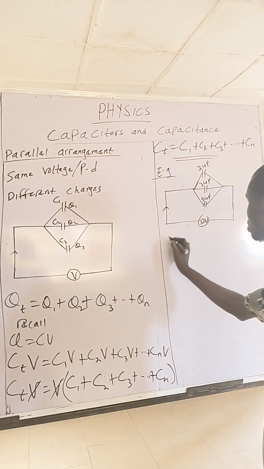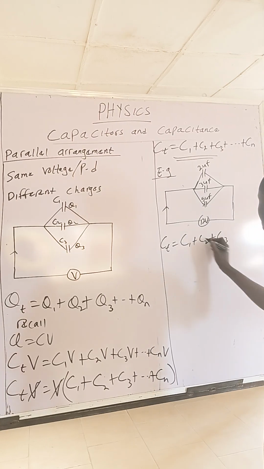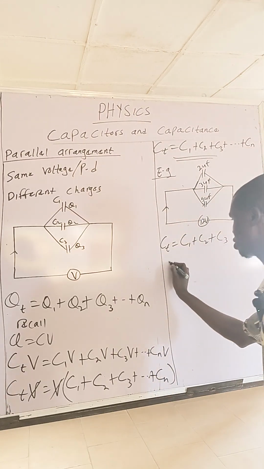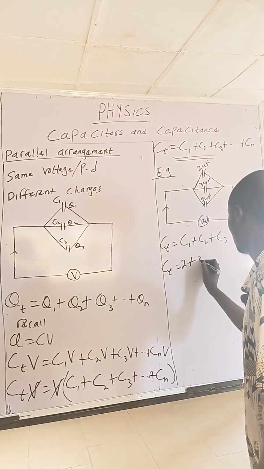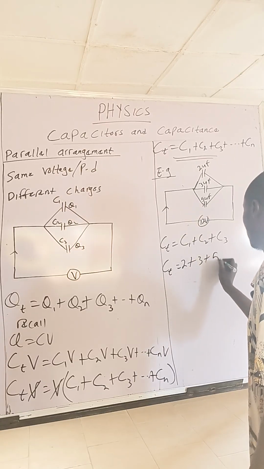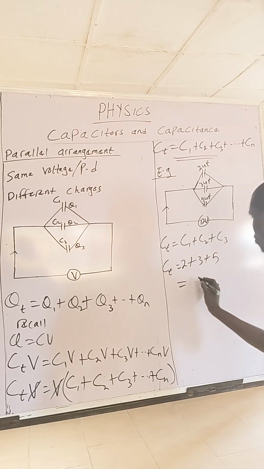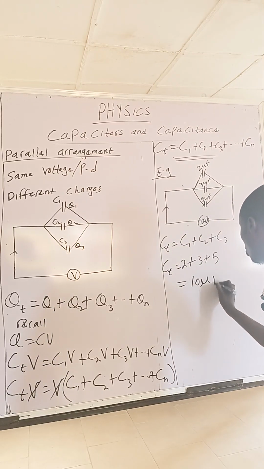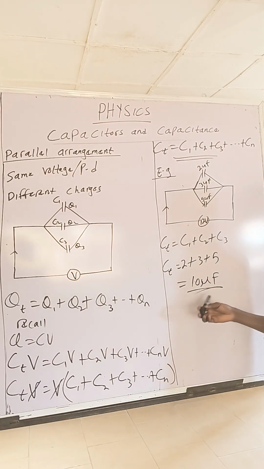As known, C total equals C1 plus C2 plus C3. Only 3 here. So you can now see your C total. What was C1? 2. Your C2, 3, plus C3, 5. By the time we sum this, 2 plus 3 is 5, plus 5 making 10 microfarad. So this gives the total capacitance of these capacitors in parallel. I want to believe the parallel arrangement is clear.